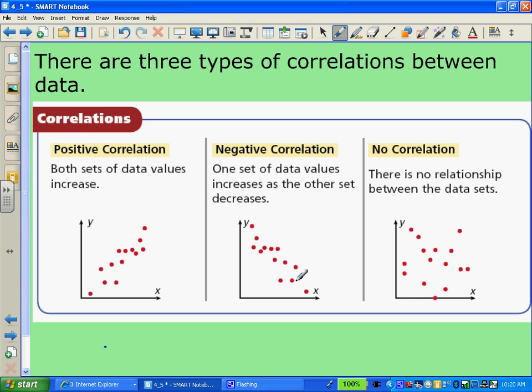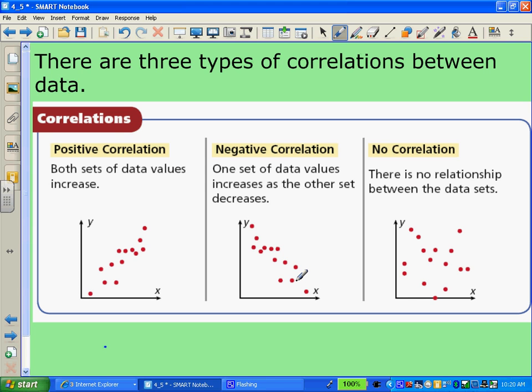Now the next thing is correlations. So here I have pictures of the 3 types of correlations, and you'll want to make sure that these pictures make it into your notes. So in a positive correlation, you can see that the general trend of the dots here is that they're going up. So as x goes up, y goes up. So both sets of data are increasing.